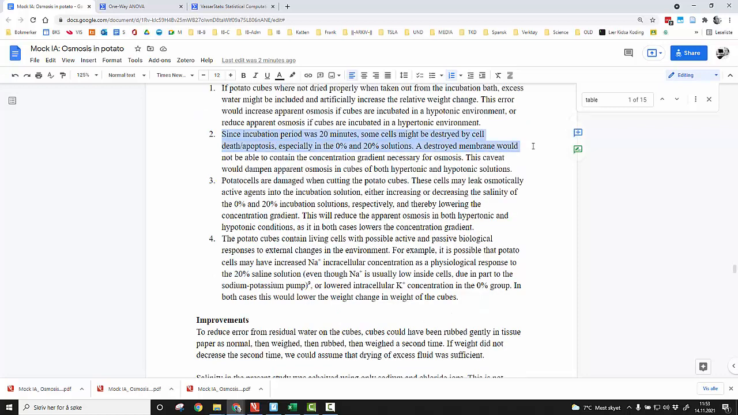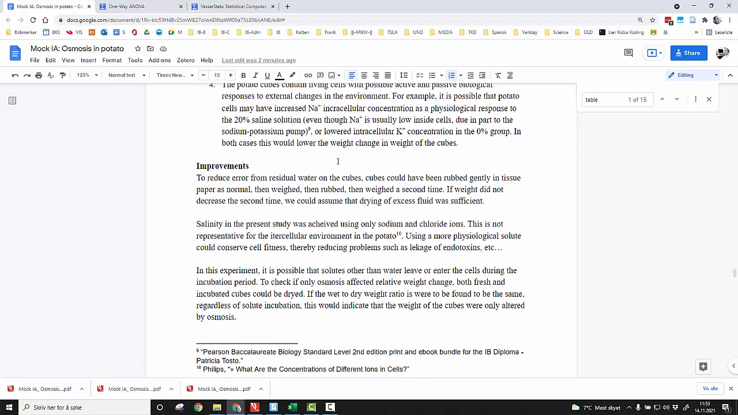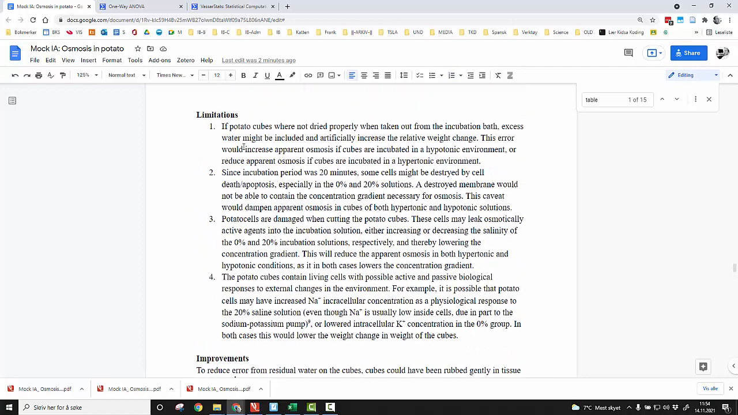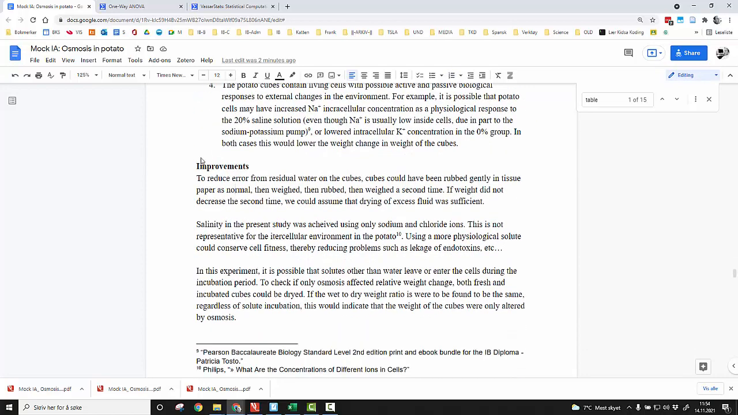Also I try to use my biology, so I try to talk about how cut potato cells could actually be damaged by the cutting and leak solutes into the solution and stuff like that. Then I talk about improvements. Yeah. So we see here that I'm actually lacking a chapter, so I'm lacking the strength.